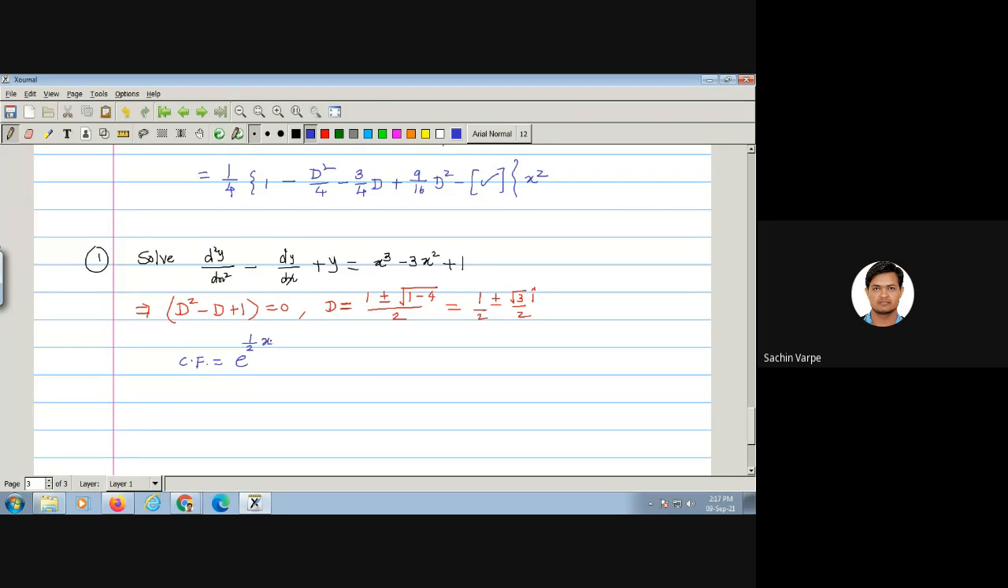Clear? I always say that this X is not the independent variable all the time, remember, because students are very habitual about this X and Y. So they are not ensuring whether the independent variable is X or another variable. They are directly writing the complementary function and particular integral in terms of X, irrespective of the given differential equation. So we have to check.